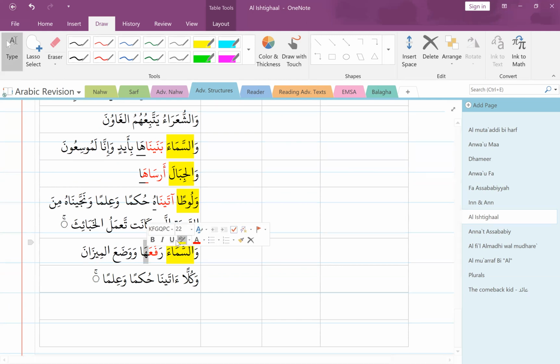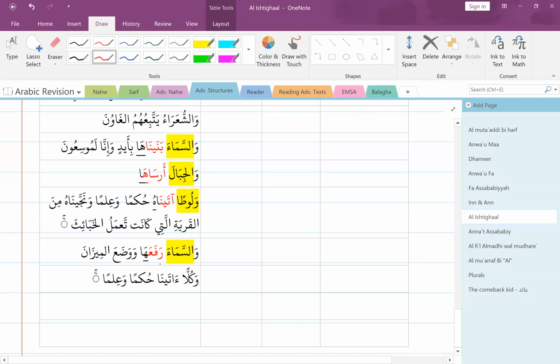So there is ishtighaal, and as-sama is the mashghul anhu. Rafa'a is the mashghul, and ha is the shaghil. Exactly. So we're giving importance to the sky over here. The idea is, you will notice in these ayahs there's a mubtada, and Allah is talking about it, but then He starts talking about as-sama. When He does this, He's giving importance specifically to as-sama.